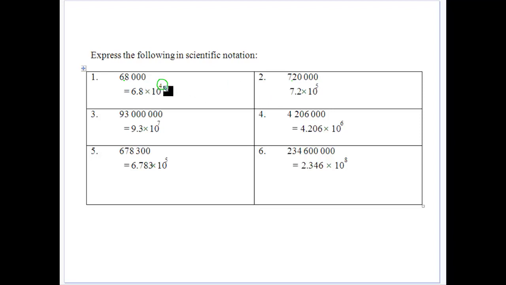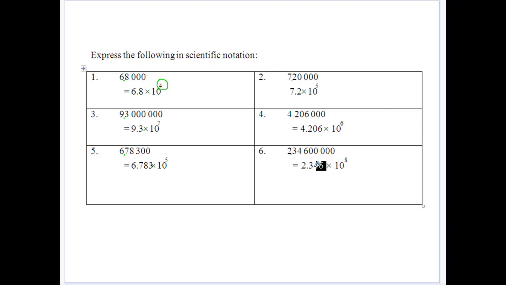Notice really large numbers will have positive indices. That's a key. We're not going to have a negative index for a really large number, because a negative index will indicate a fraction. For 93 million, again move your decimal point to get 9.3, because that's between 1 and 10, and we've moved it 7 spots. 4,206,000 becomes 4.206, and we've moved it 6 decimal places. So really the key is, once I've got my number between 1 and 10, how many decimal places am I moving it? It's just a matter of counting them up.